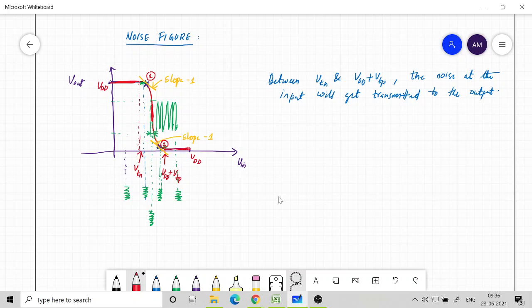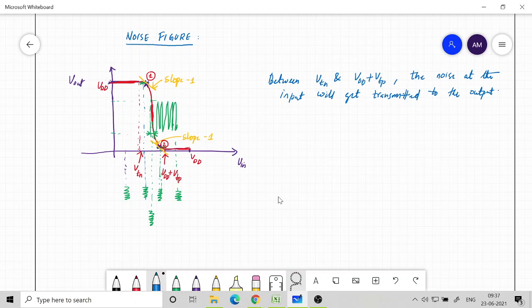If the input voltage is less than 0.1, the gain is going to be less than 1. That means it is suppressing or attenuating; the noise is getting suppressed. Similarly, if the input voltage is beyond 0.2, then also the slope is going to be less than -1, where the noise is inverted but the amplitude is getting suppressed. But between 0.1 and 0.2, we have noise amplification.